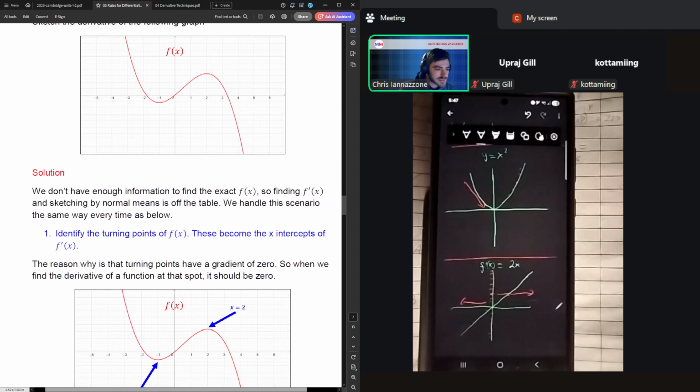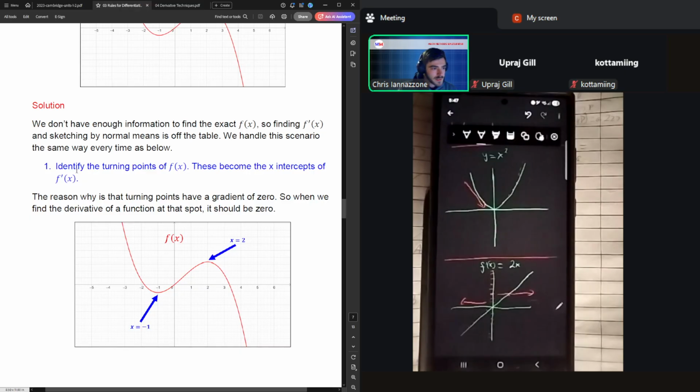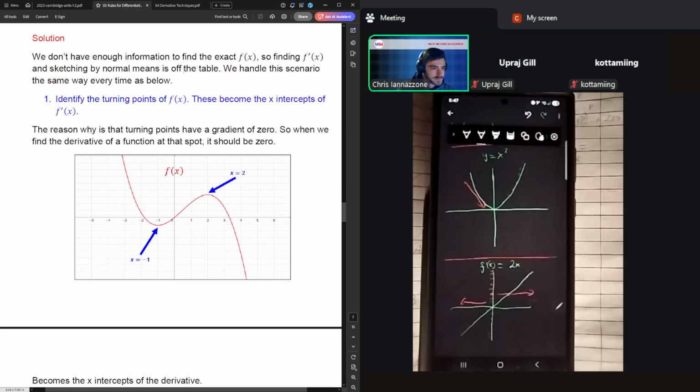Here's what makes it easiest to do. You start by identifying where the turning points are of the function. So that's going to be here and here, right? You don't need exact x values, you just need to know roughly what these are. The reason why you start with the turning points is because that's where gradient is 0. It's perfectly flat.